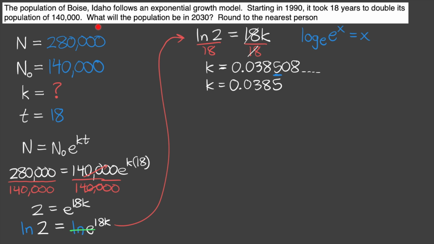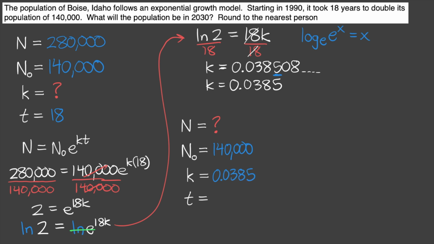So now they're asking us, what will the population be in 2030? Okay, so now let's rewrite our equation here. So they're asking for the final population. So that's our N value. So I'm going to put a question mark here. So we're looking for N. N naught is still 140,000, and that occurred in 1990. So that's really important. So that 140,000 is the population of Boise at the beginning of this problem, which is in 1990. So I'll put here 140,000. And then we now know our k value, which is 0.0385. So we can put that here.